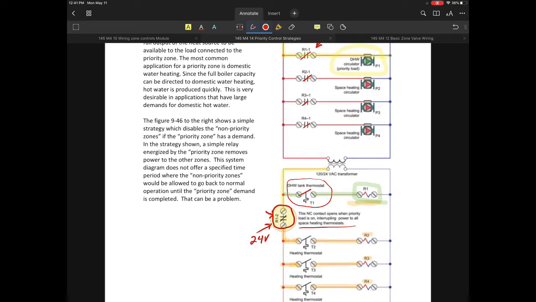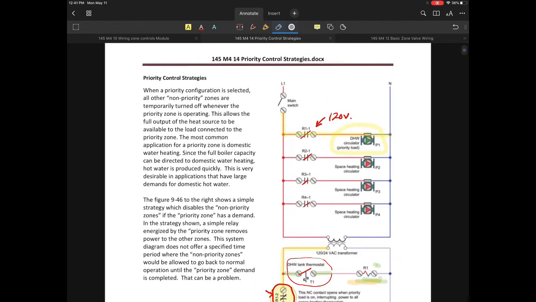The priority zone would have to have its zone demand satisfied. So until that happens, this relay is going to disable all the other zones from functioning. So let's assume that the domestic water tank is up to temperature. This opens this circuit. Now what that's going to do is remove the power from the R1 relay. That will then in turn open that set of contacts, and of course we will not be delivering the 120 volts to that pump anymore.